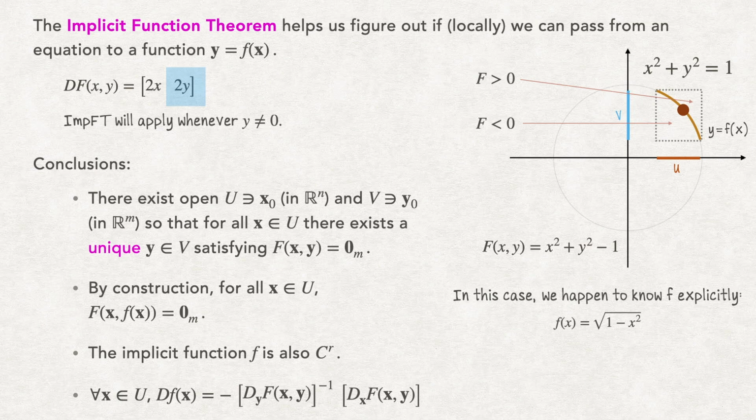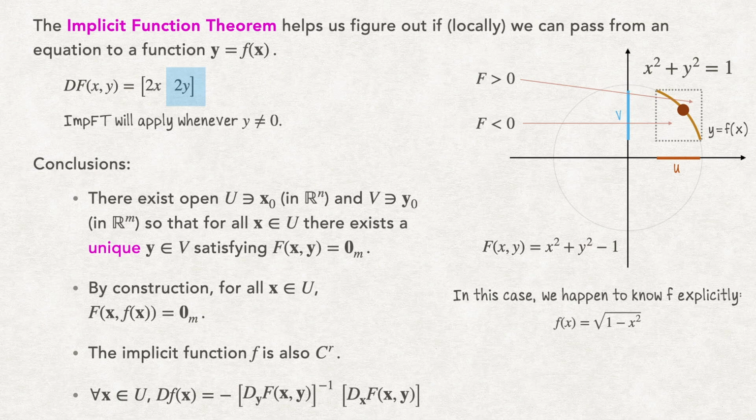And before this lecture, if you were going to compute that, you would probably say, okay, bring down the 1/2 power. So it's 1/2 times 1 minus x squared to the negative 1/2 times negative 2x because of the chain rule, and then you can simplify that a bit. Here's another way to get to f prime of x through the implicit function theorem.